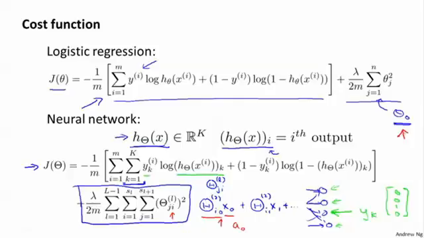But this is just one possible convention, and even if you were to sum from i equals 0 up to s_l, it would work about the same, and it doesn't make a big difference. But maybe this convention of not regularizing the bias term is just slightly more common. So that's the cost function we're going to use to fit our neural network. In the next video, we'll start to talk about an algorithm for trying to optimize the cost function.